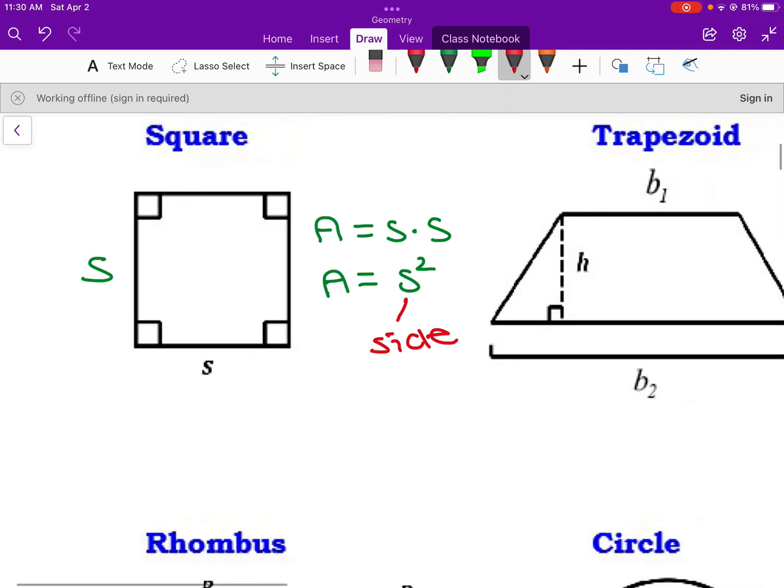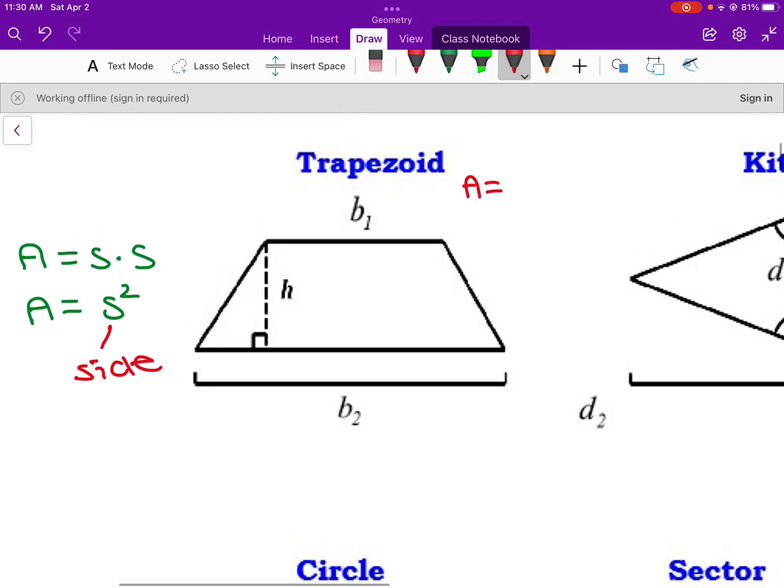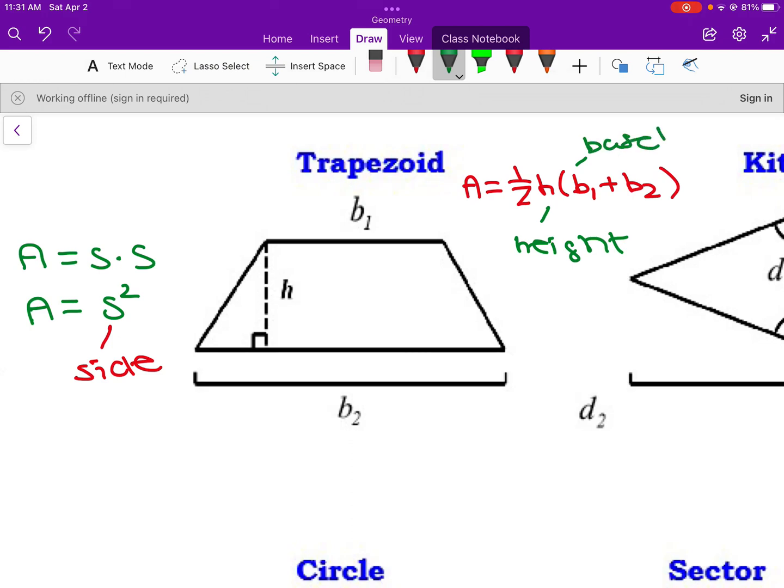Next one we're looking at here is the trapezoid. Area for a trapezoid is going to be 1/2 of the height. So if I write this out, 1/2 of the height times the sum of the bases. So now we have to incorporate both of the bases for a trapezoid. They'll be summed together and then multiplied by the product there out front. So this is, again, height, base 1, and base 2.